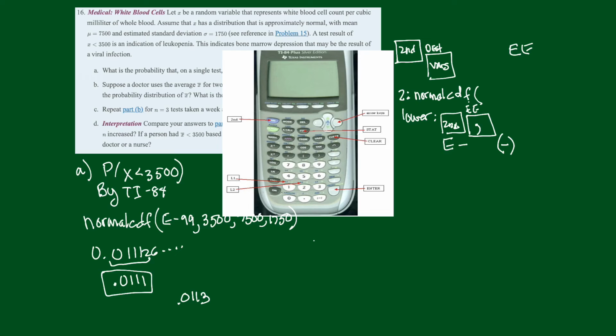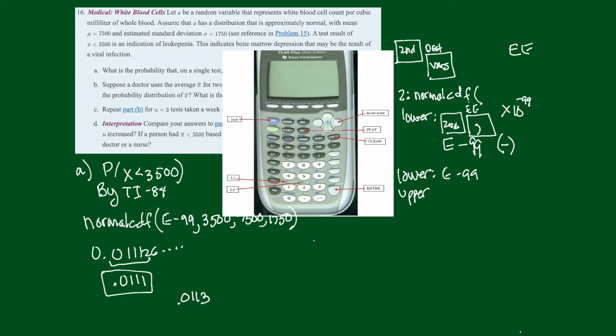That gives you the negative sign. So you get the negative, and then you press 99. So what you're typing in is like times 10 to the negative 99, okay, in scientific notation. All right, so what your lower looks like is this: E negative 99. Press enter.